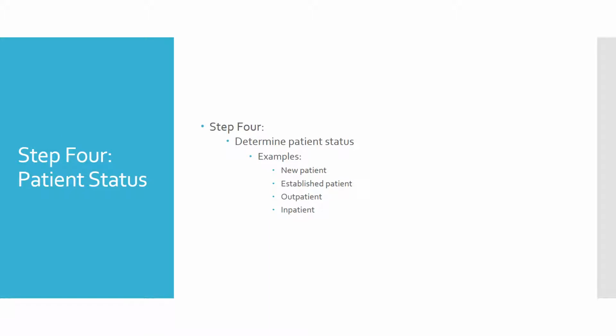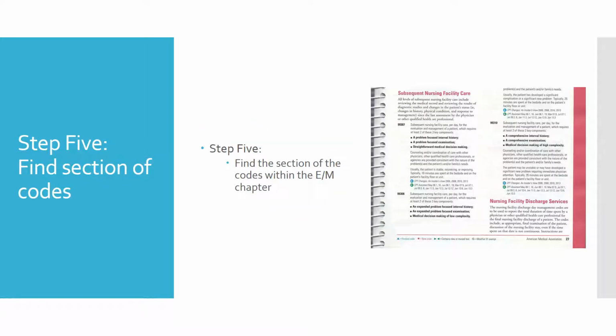Step 4 is to determine the patient status. Was the patient a new patient or an established patient? Were they outpatient or inpatient? Step 5, find the section of codes within the E&M chapter. There should be a variety of code levels depending on the section you are in.